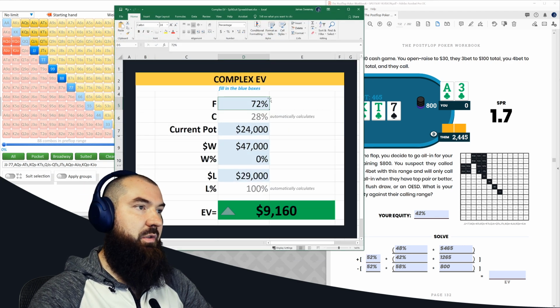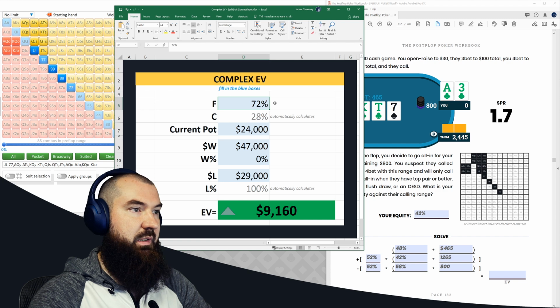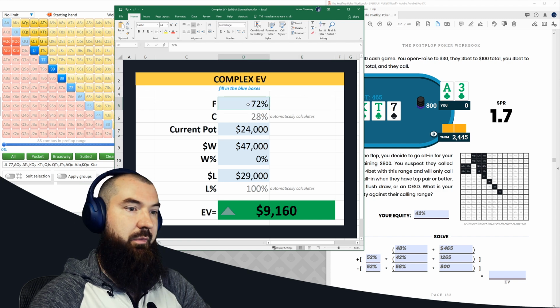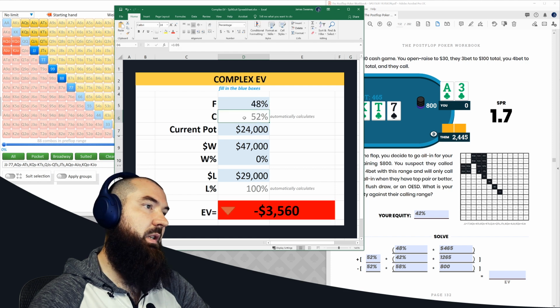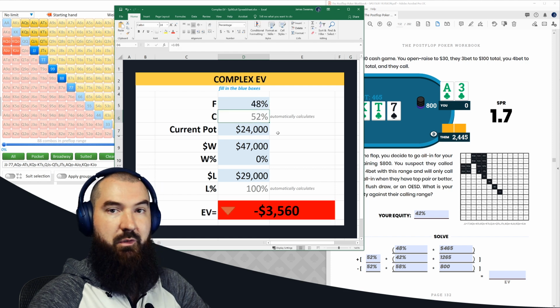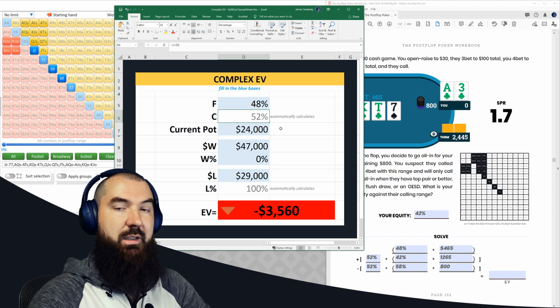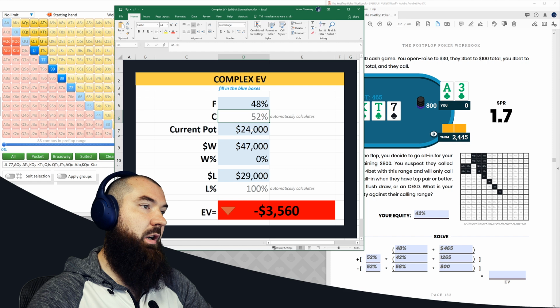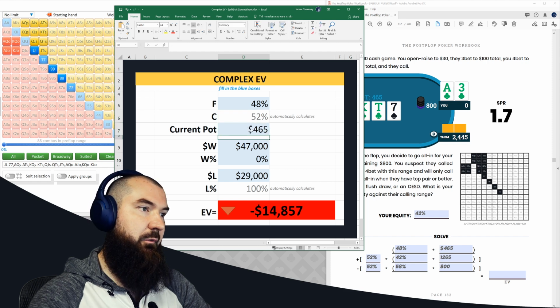Now, if we go back to the EV equation, we can throw all of these same numbers in, right? So we said the F percentage, how often they're folding against our shove right this moment, is 48%. The C automatically calculates to 52 for us, because if you know one, you know the other, because 100% minus 1 gets you the other number. And the current pot right this moment is 465.